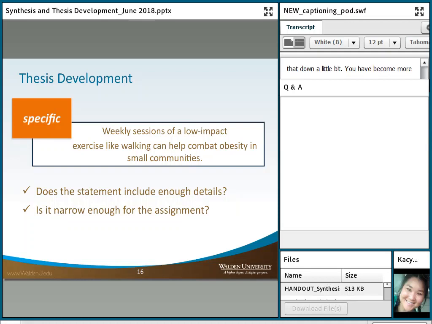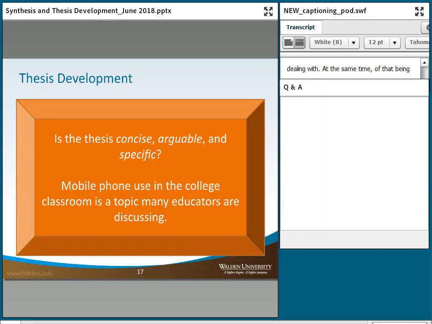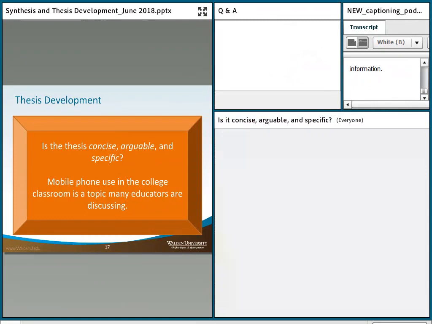So instead, I might change this to weekly sessions of a low impact exercise like walking can help combat obesity in small communities. So again, we've broken that down a little bit. We've become more specific in what populations we're going to be dealing with. At the same time as being specific, we're opening it up to different kinds of exercise. So it's low impact exercises. Maybe I'm going to be putting emphasis on walking, but that suggestion allows me to maybe talk about some more pieces or bring in some more information.